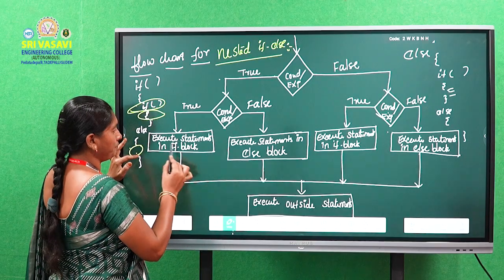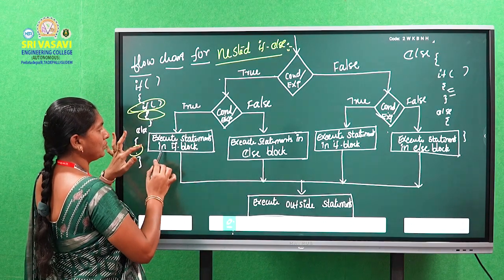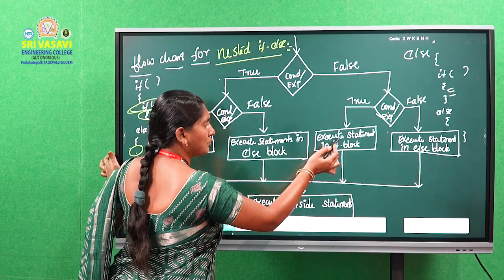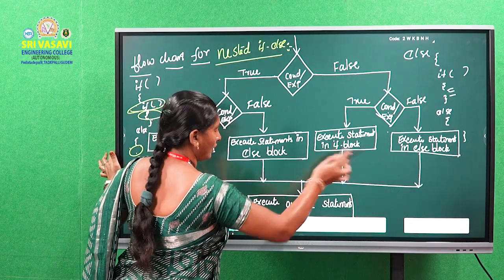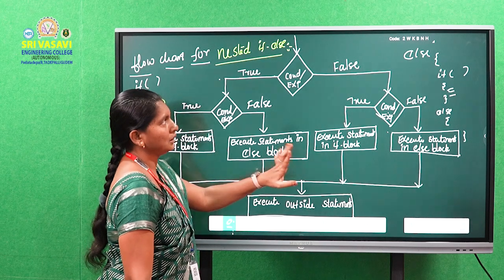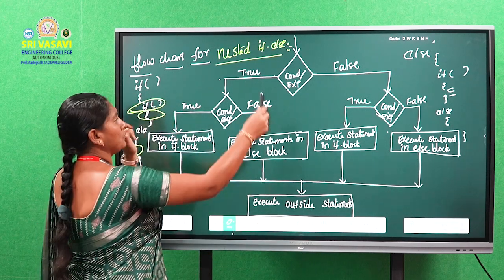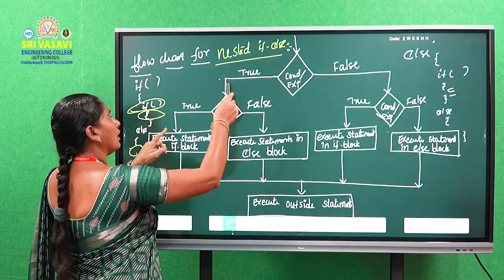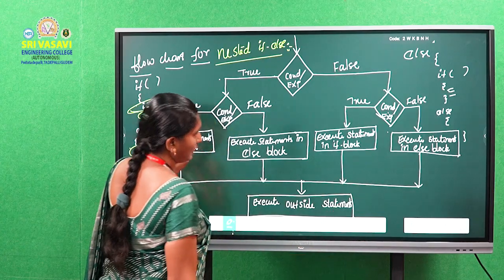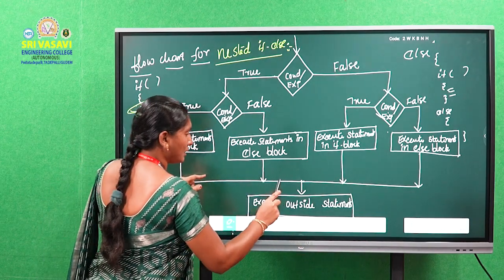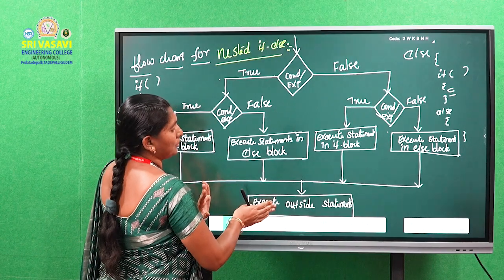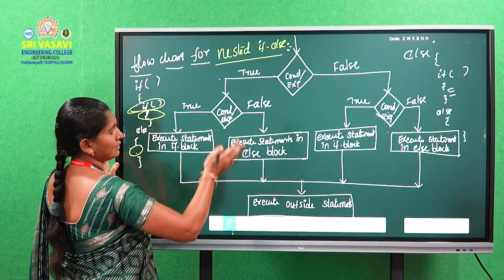Whatever it executes, it may execute the statements in this if block, or it may execute here, or it may execute statements in this if block. After executing any of these, it will execute only one statement, because if the condition is true, we will enter this side, and again if true, we will execute this statement only. So all the remaining statements will be skipped. After executing this statement, the compiler will come outside this nested if, and then it will execute the statements which are outside this nested if else.